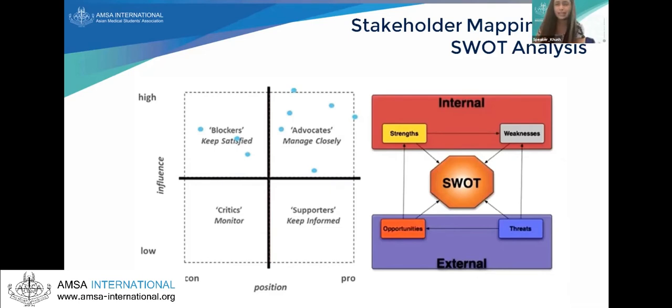Moving over to the SWOT analysis. As we already know, SWOT stands for strengths, weaknesses, opportunities, and threats. Strengths and weaknesses are an internal mechanism of your program, your organizing committee, and your team, which can be used to implement or augment the cause of the program or project. Whereas opportunities and threats are external forces. Opportunities aim to provide a boost or support or amplify your program, whereas threats are the potential problems which can have a detrimental effect on or reduce the impact of your program. So this is a little bit on the stakeholder mapping and SWOT analysis.